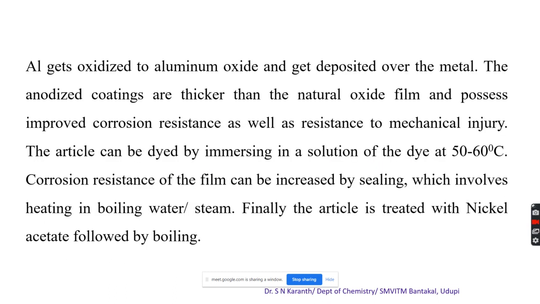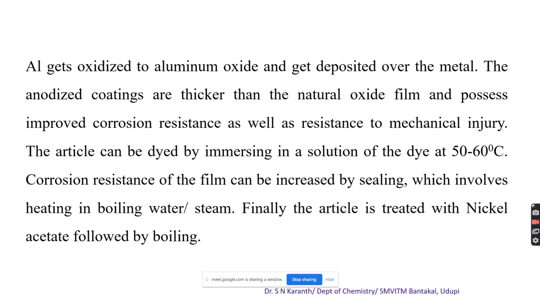If you carry out the anodizing process, aluminium gets oxidized to aluminium oxide and is deposited over the metal, because it is the anode. The anodized coatings are much thicker than the natural oxide film and possess improved corrosion resistance as well as improved resistance to mechanical injuries, because it is a thick deposition compared to the natural oxide film. Further, if you want to increase the corrosion resistance, it can be subjected to a sealing process.